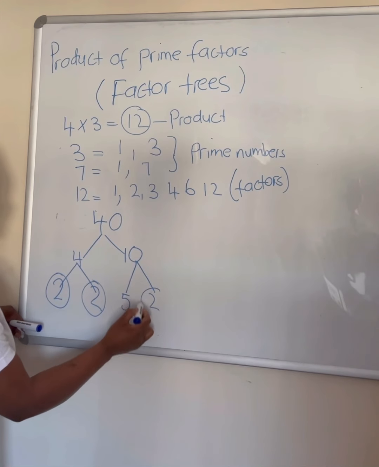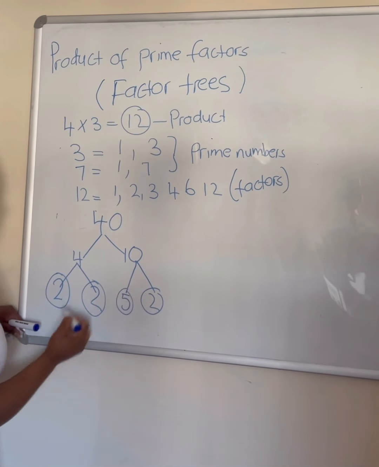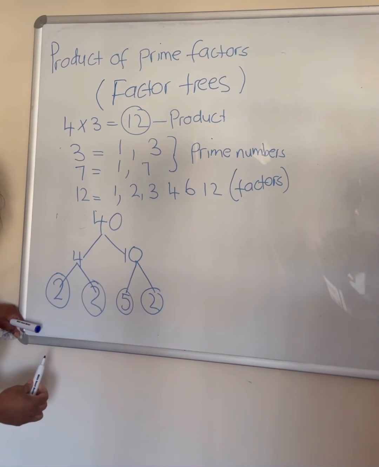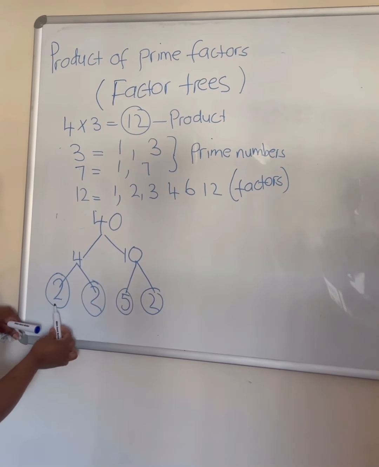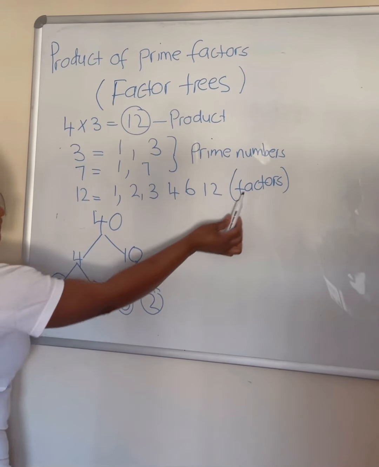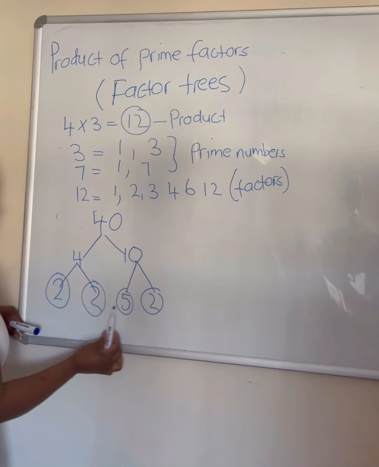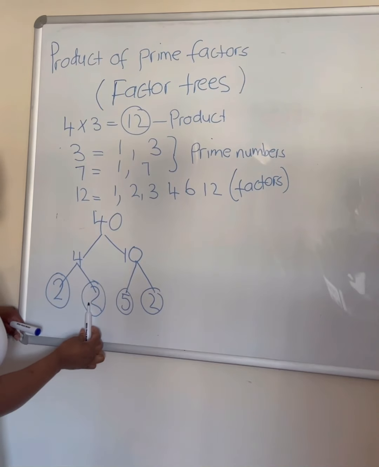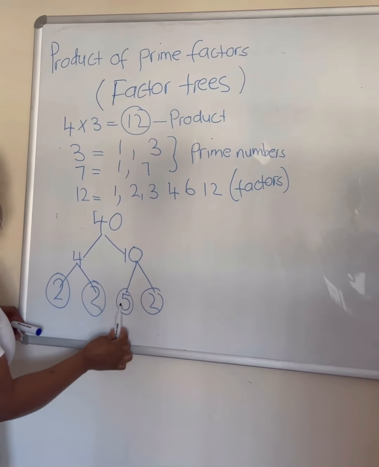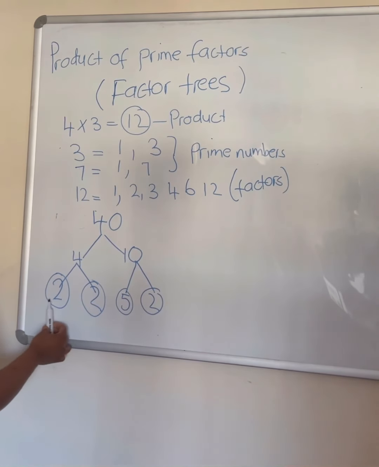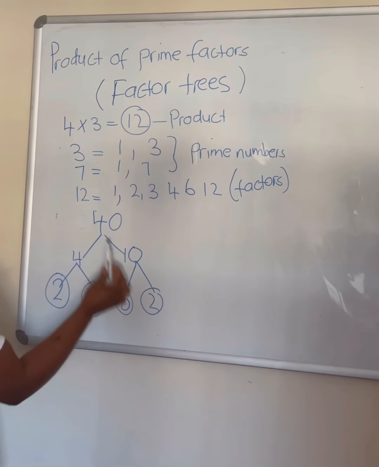Is 2 a prime number? Yes. Is 5 a prime number? Yes. So now I've made 40 the product of its prime factors, which means all these numbers are prime numbers, all these numbers are factors of 40, and all these numbers, their product is 40. If you multiply 2 times 2, which is 4, 4 times 5, which is 20, and 20 times 2, which is 40. So you can see all these 4 numbers, their product is 40. They're all prime numbers and they're all factors of 40.